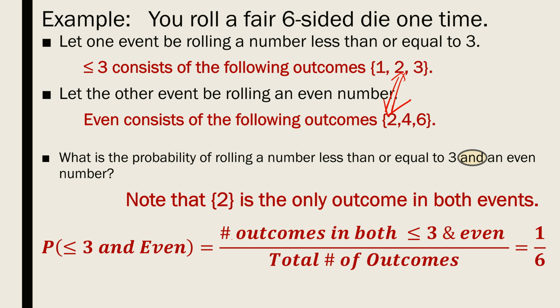So the number of outcomes in both less than or equal to 3 and even, being even, there's only one way, number 2. So that's why the probability of less than or equal to 3 and even number is 1 divided by 6.